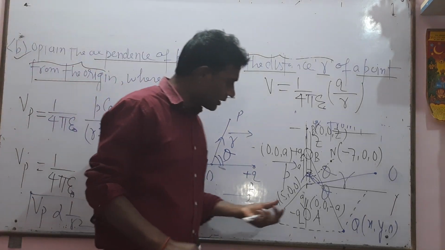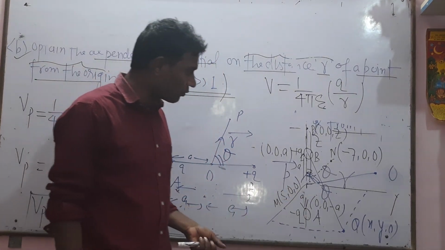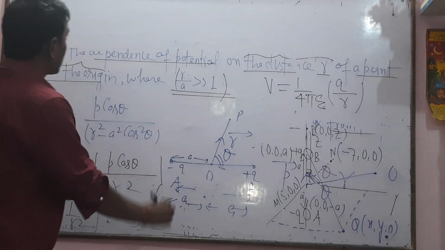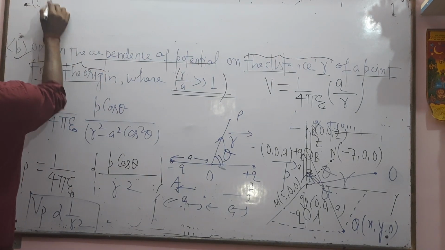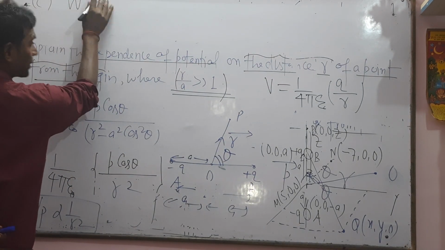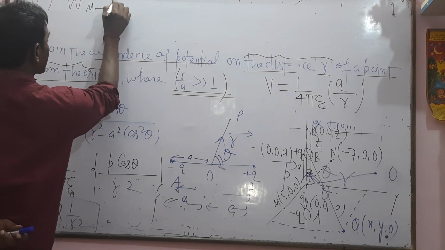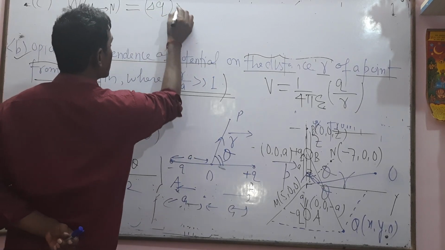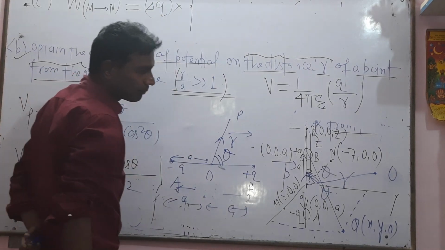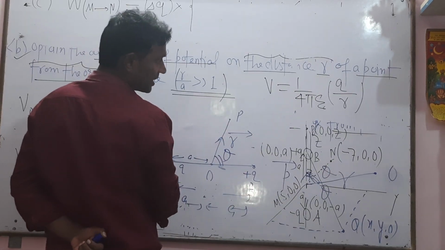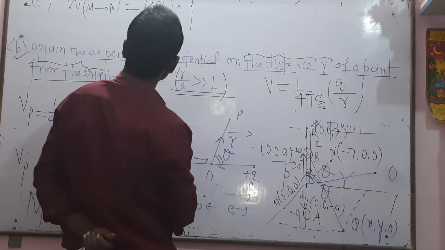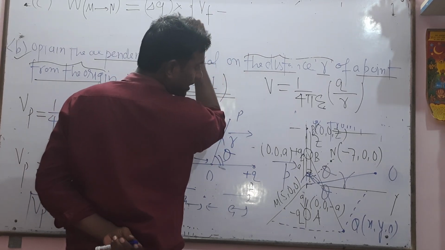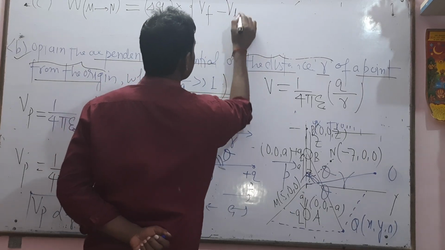Also you can calculate the work done from m to n, when a small charge goes from m to n. So work done from m to n equals a small charge delta q into the potential, that is, final position minus initial position. So the potential at the final position minus the potential at the initial position.